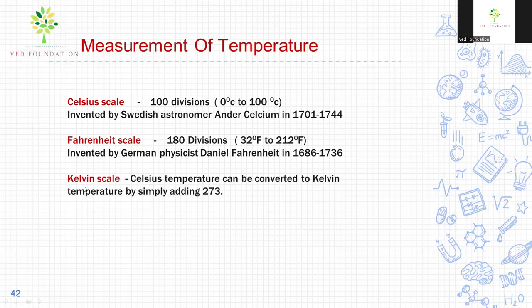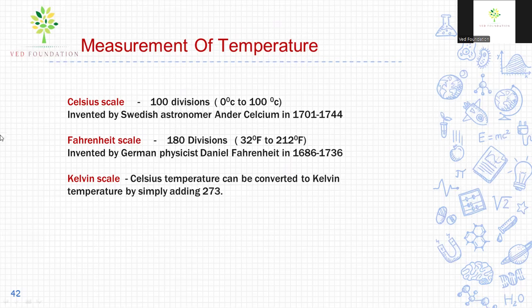And third temperature scale is Kelvin scale. And Kelvin is the SI unit of temperature. So Kelvin scale is a theoretical scale. It is not measured with the help of thermometer. Kelvin scale is obtained using formula. And using the formula, we can convert Celsius scale into Fahrenheit, Celsius scale into Kelvin scale, and Fahrenheit scale into Kelvin scale.